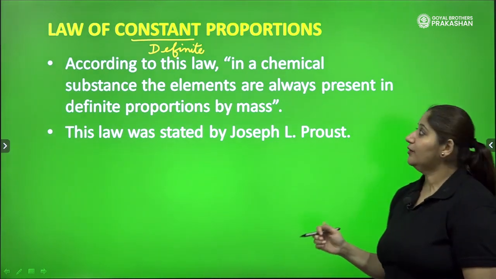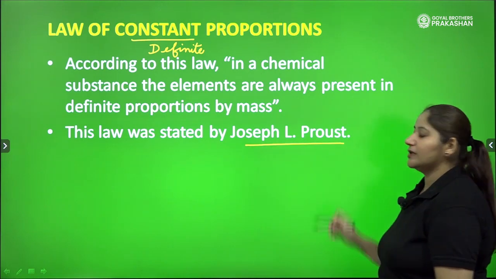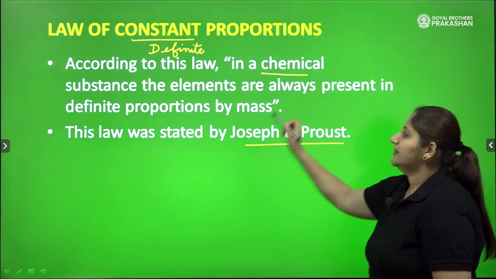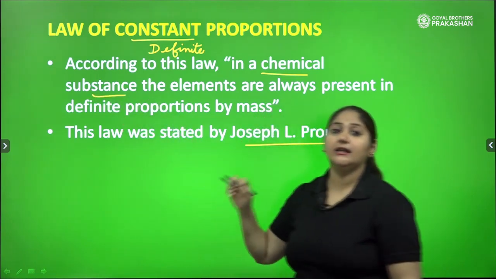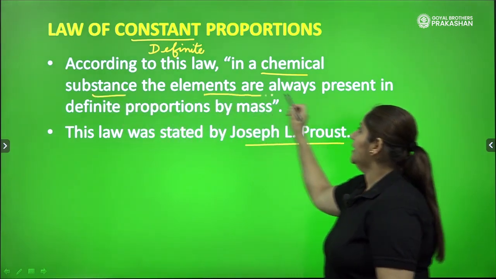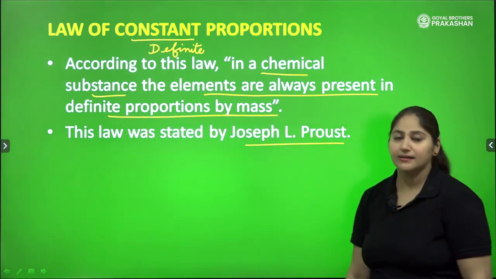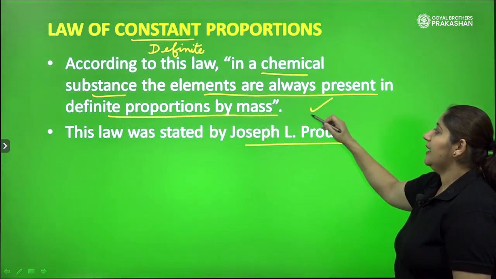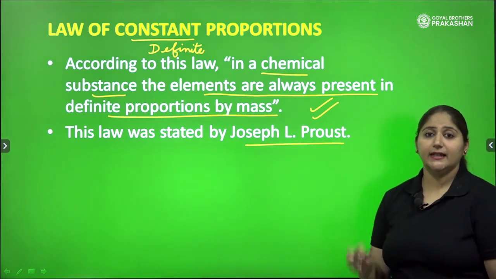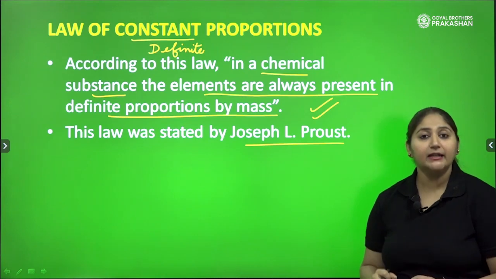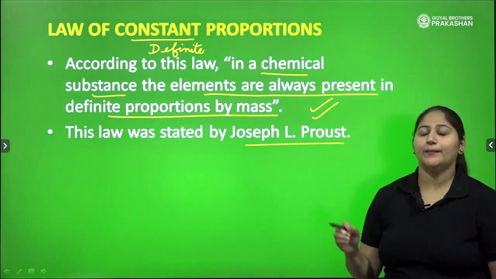So this law was given by Joseph L. Proust. He proposed that in a chemical substance, meaning whenever we make a chemical compound, the elements are always present in a definite or fixed proportion by mass. This law is very, very important. What did it say? That whenever a compound is formed, the elements will combine in a fixed ratio by mass.